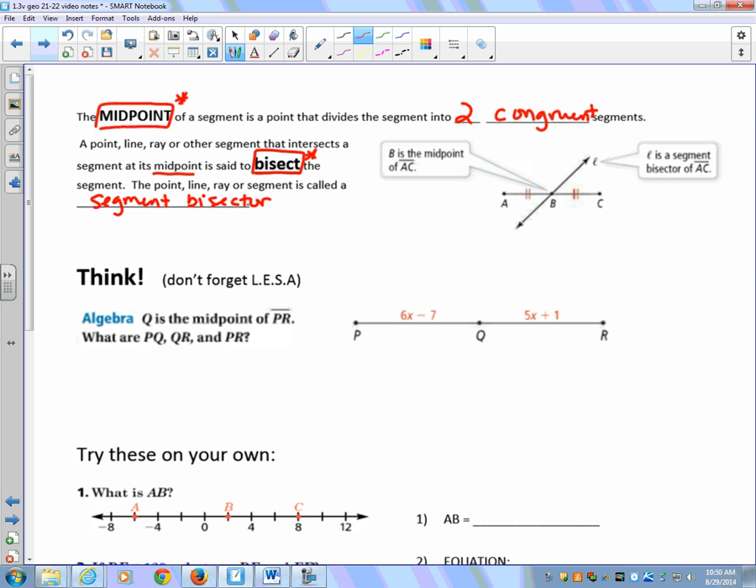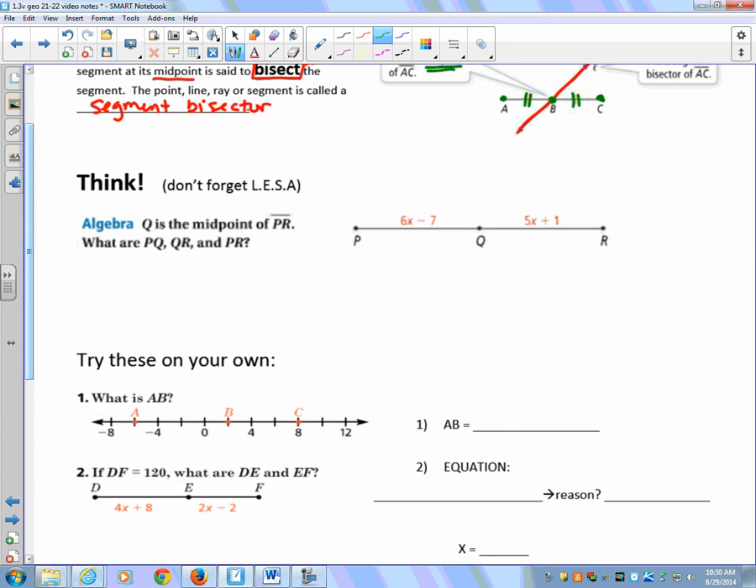So line L here is a segment bisector, and it is bisecting segment AC, because you can see here that AB is marked congruent to BC. If AB is congruent to BC, then B must be the midpoint of AC, because a midpoint divides the segment into two congruent segments. So B is the midpoint, and this line L is the segment bisector.